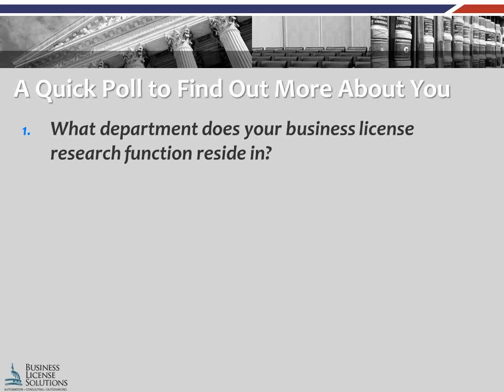So, before we get started, we'd like to find out a little bit about the audience. Would you please look at your polls, and you'll find over on that right toolbar a question that says, what department does your business license activity actually reside in? If you could pick from the multiple choice box, that would be great, and we'll give you a little answer on who these people are and where they reside.